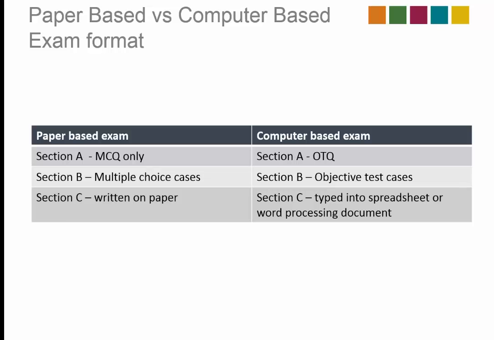In section A, it will be made up of what we now call an OTQ, so it won't just be multiple choice questions, it will now be objective testing questions in the computer-based exams. Those objective testing questions can make up a number of different formats. They could be multiple choice question, they could be a multiple response question where you're asked to select 2 correct answers from maybe a possible 5 options.